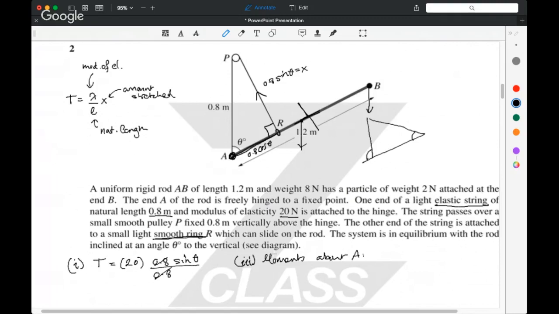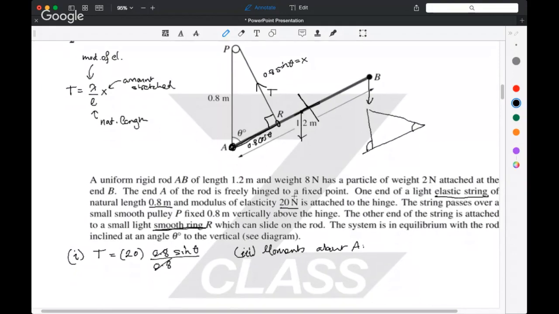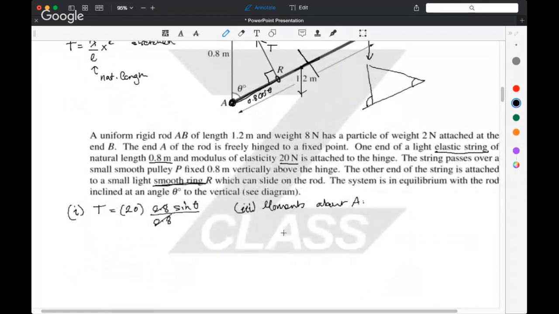Okay, so let's have moments about A. So we've got the string acting, giving a moment, but it is completely perpendicular, and that is the tension. And it's 0.8 cosine theta away from the axis. And by the way, I apologize for my voice, I just got a bit of a cold, but it's nothing to worry about. So we have the tension times 0.8 cosine theta. So that's acting kind of in that direction.